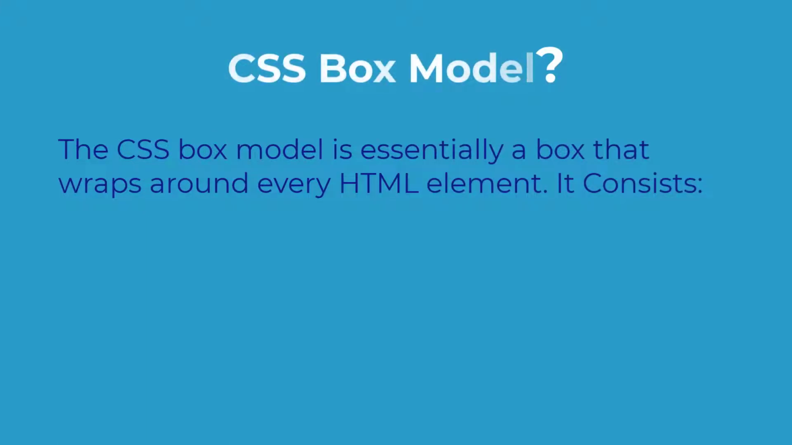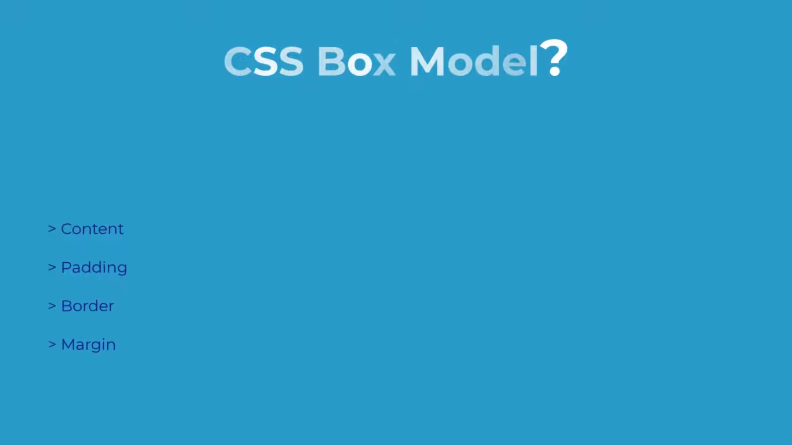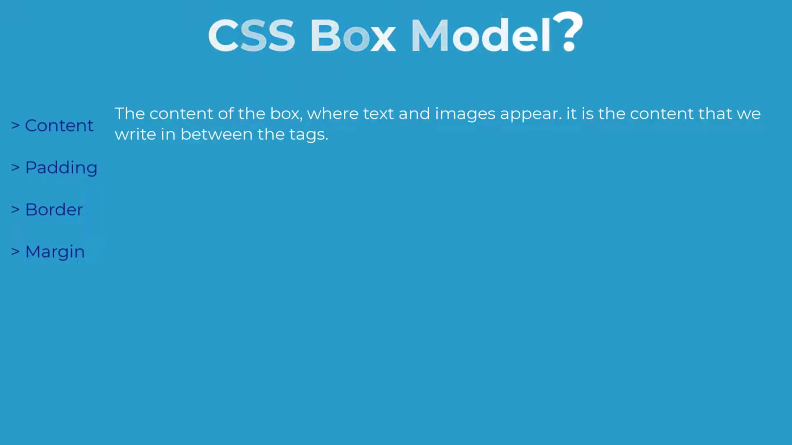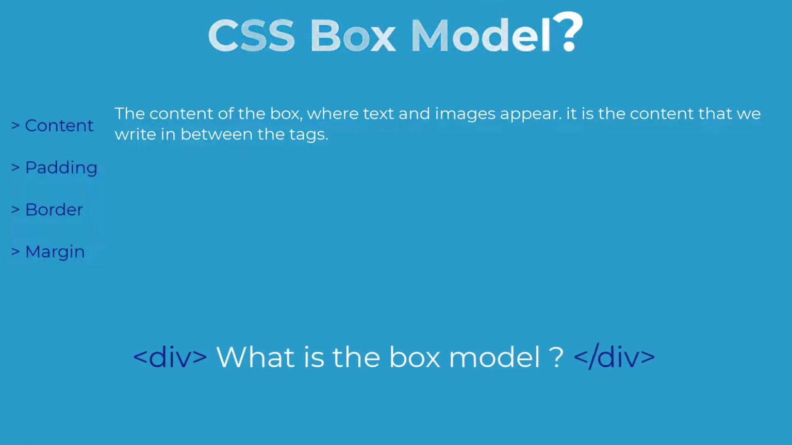It consists of content, padding, border and the margin. Now we discuss each of these in detail. What is the content? The content is the box where text and images appear. It is the content that we write in between the tags. Example, what is the box model? It is the content which we write inside a div tag.